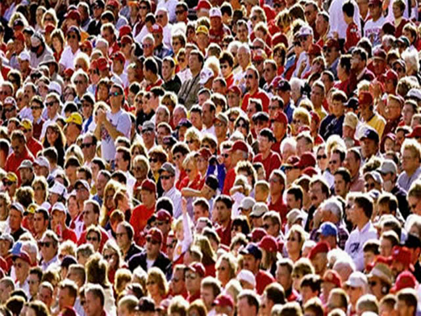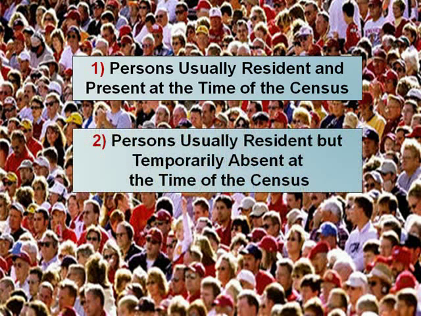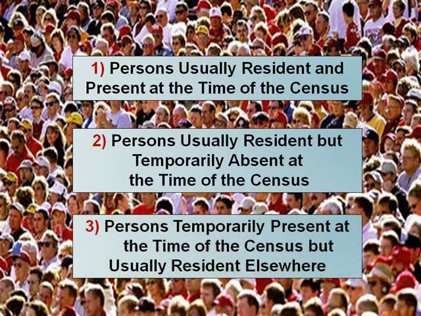To enable different population counts to be compiled, separate information should be collected for each household and for each person within a household concerning: 1. Persons usually resident and present at the time of the census. 2. Persons usually resident but temporarily absent at the time of the census. 3. Persons temporarily present at the time of the census but usually resident elsewhere.